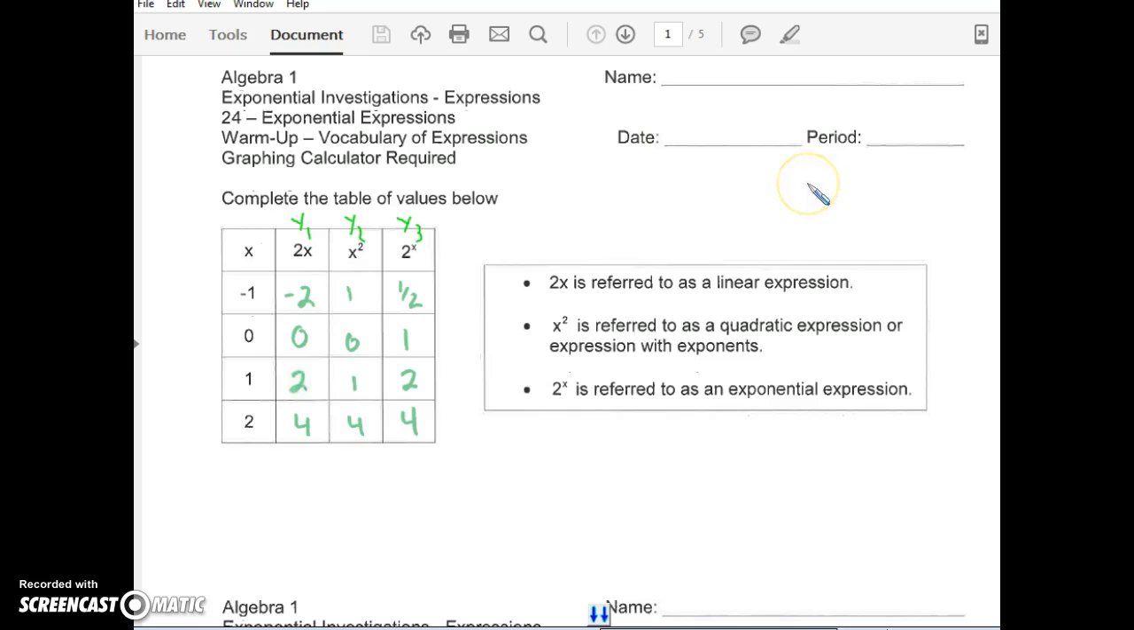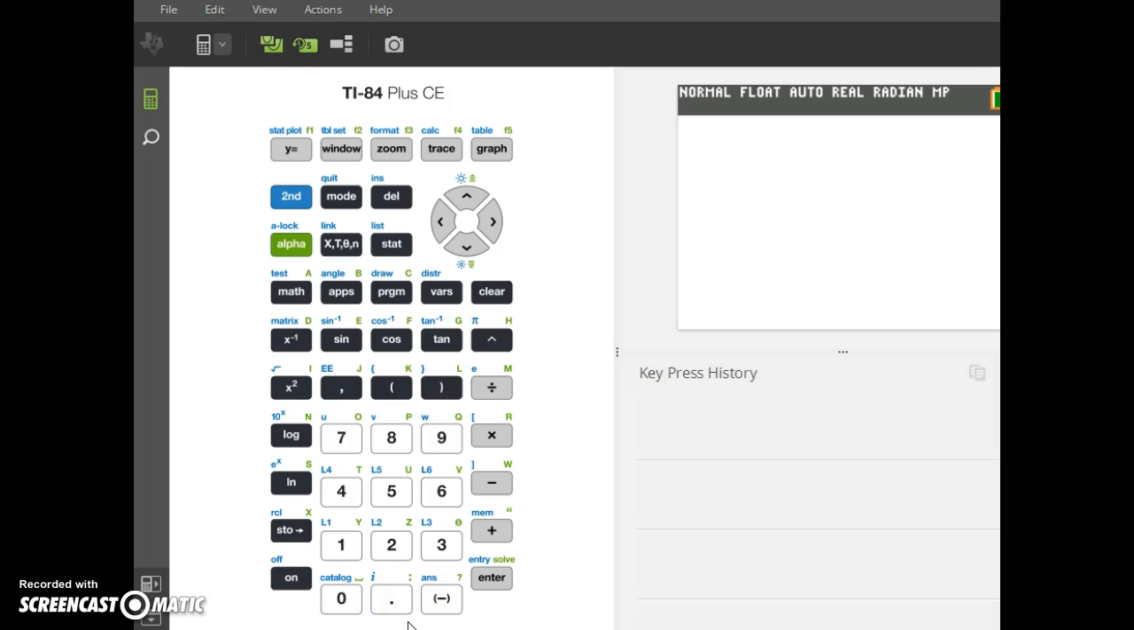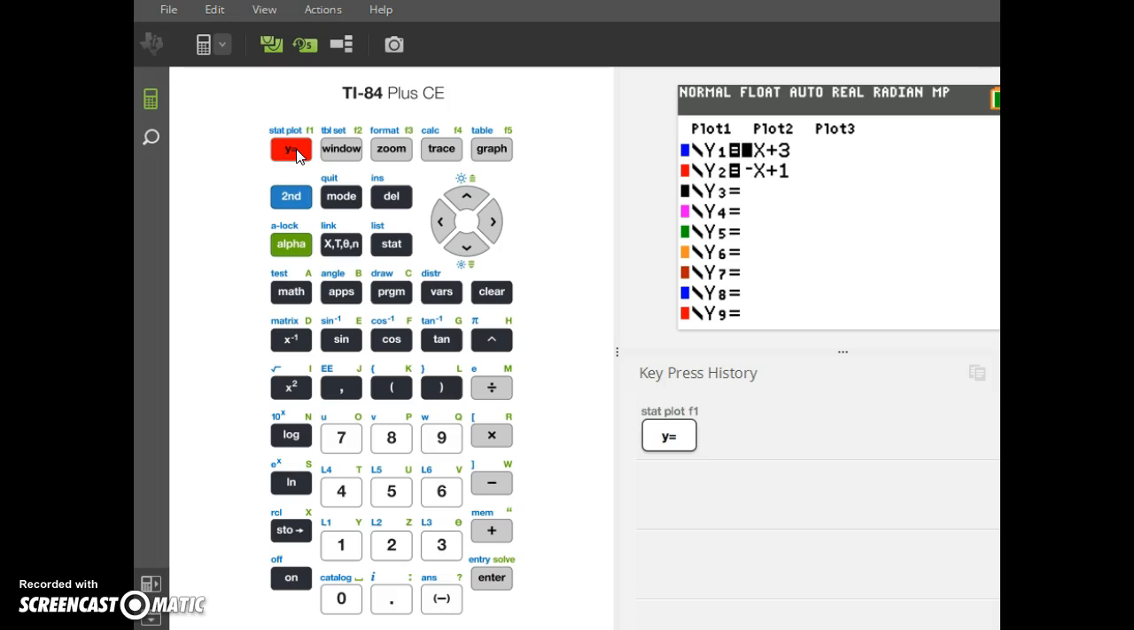Now there's a reason I'm calling those y1, y2, and y3, because to fill out this table of values, I think probably the easiest thing for us to do is to put those into the graphing calculator. So I'll move over to our graphing calculator here. So I'm going to go to y equals, and I'm going to clear those out since I don't need those.